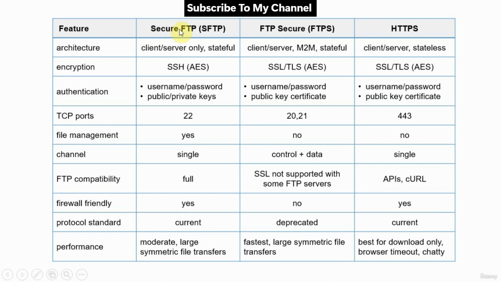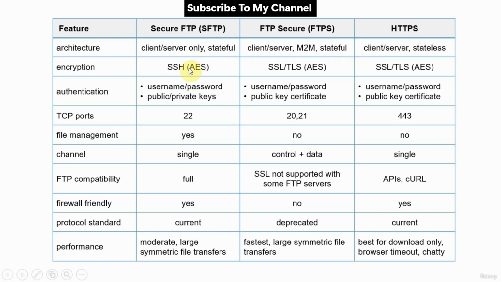This is kind of useful as a reference so you know the difference between them all. Secure FTP is what I've been discussing. FTP Secure is a competing protocol, or another option. And then there's HTTPS. So the architecture, this is just client server only, as mentioned. You can't do server to server. With FTP Secure, you actually can do all three. You can do client server, machine to machine, and it provides stateful connectivity. HTTP is stateless, it's a protocol, and will only do client server transfers.